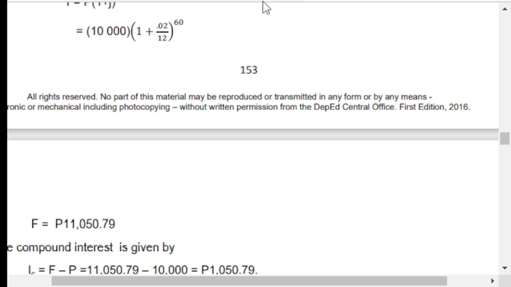79. So we have final amount of 11,050.79. Manusa na natong 10,000 for the capital, so that's why we have an interest of 1,050.79.